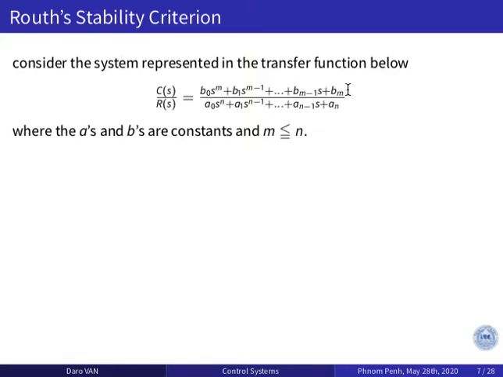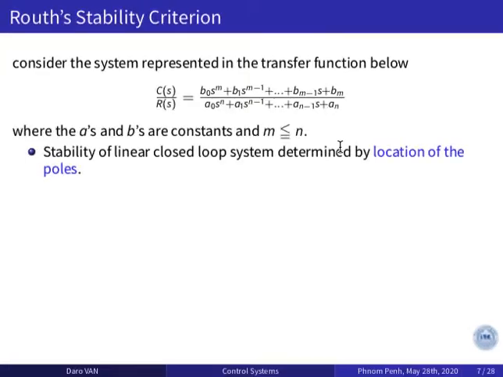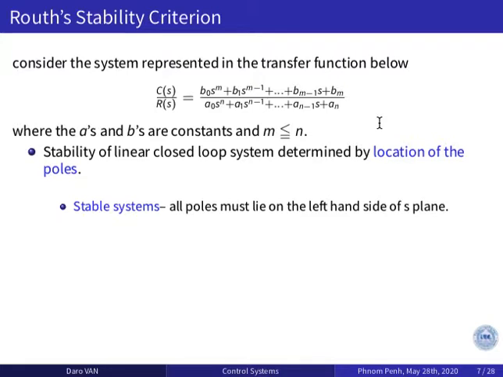This is a general case where the a and b coefficients are constants and m is less than or equal to n. This is a generic form, and the stability of the closed loop system can be determined by the location of the poles. It means the roots of the denominator. The root of the denominator is the location of the pole, and the system is stable if all the poles lie on the left side of the S-plane.